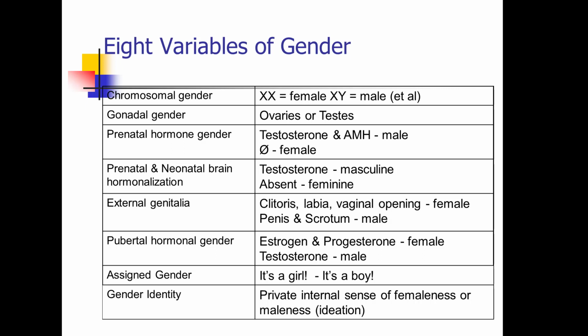The pubertal hormonal gender is determined by the estrogen and progesterone in the female and testosterone in the male, and the assigned gender is what the parents and the outside world determine, whether it's a boy or a girl. Whereas gender identity is the private internal sense of femaleness or maleness, or gender ideation or gender identity.